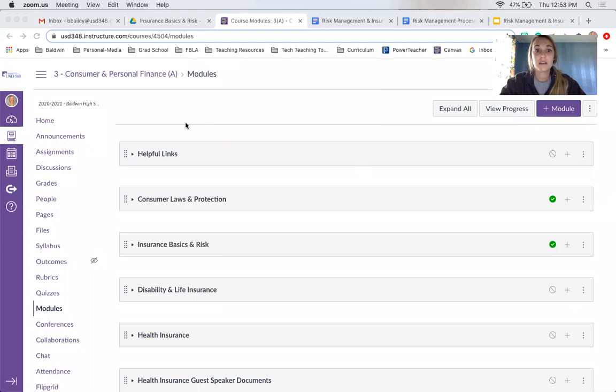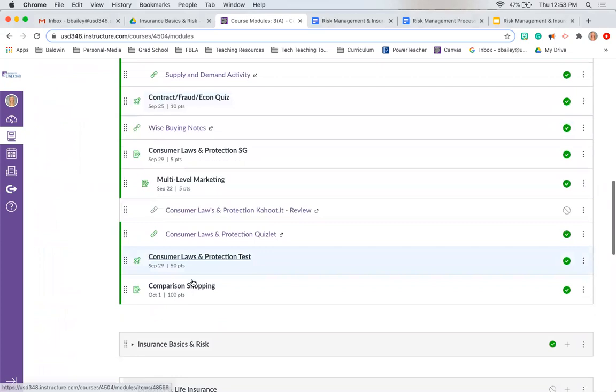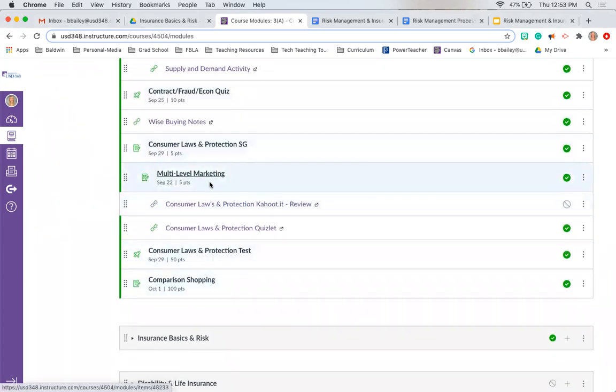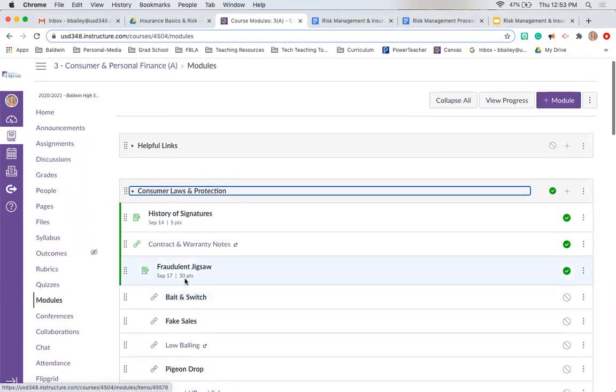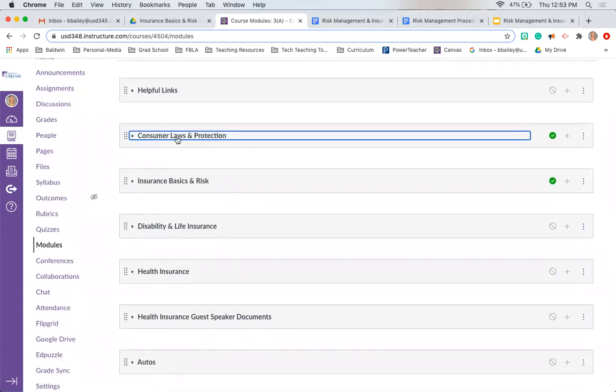So real quick, we're just going to do some housekeeping items, make sure you guys are staying on top of things since I am not there to remind you. All right, first things first, hopefully you have taken the Consumer Laws and Protection Test, and you have turned in your study guide and multi-level marketing. Second is comparison shopping. Hopefully you have shared with your classmates what it is you went shopping for and what item you ended up purchasing. Make sure you get that turned in. That is a big project grade for the end of Consumer Laws and Protection unit.